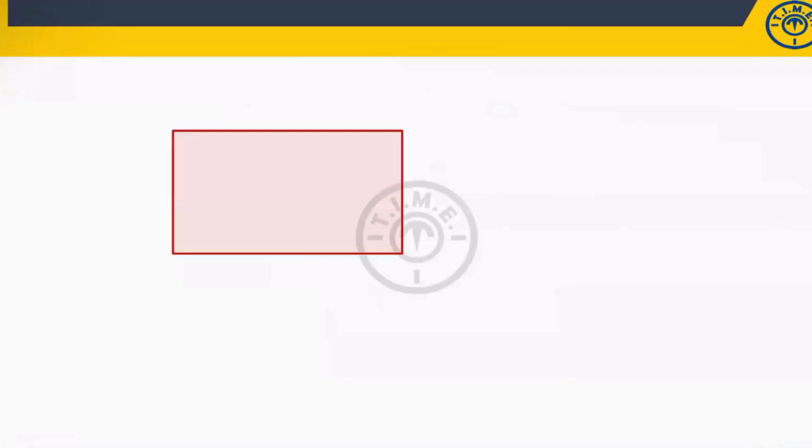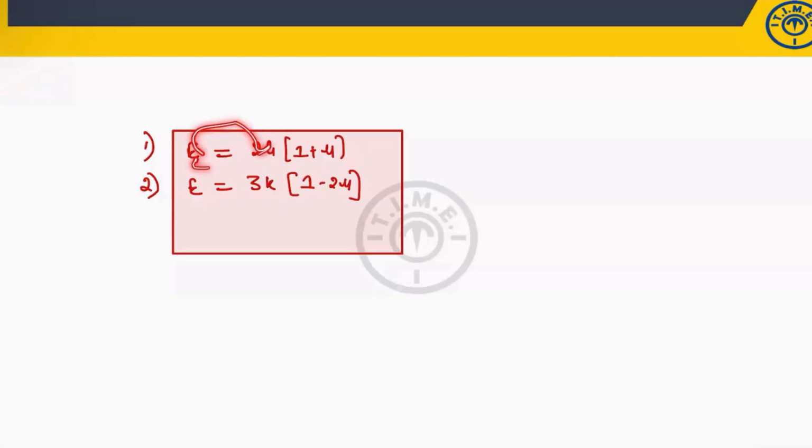So let me write those relations. Then we will move to the problem. The first one is E is equal to 2G(1 plus mu). Second is E is equal to 3K(1 minus 2 mu). Okay, so this is basically the relation between these elastic constants E, G, K and mu.